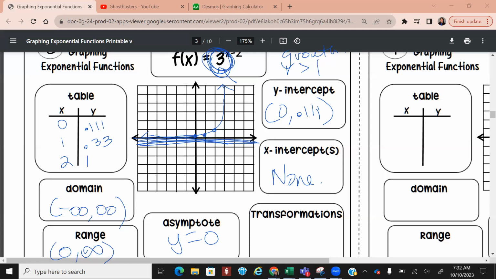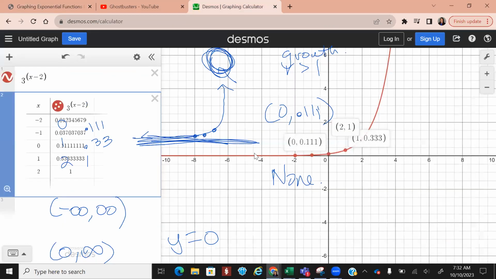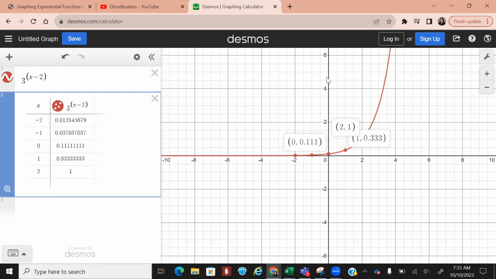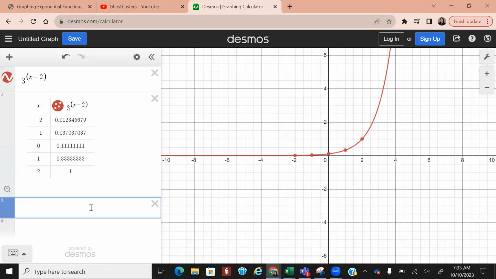Here's the new part. Transformation. When we looked at our graph, we've got this. Let's say that we got rid of that minus 2. Okay, I'm going to erase this really quick and I'll put it back in a second. So we would just have 3 raised to the x. What happened from the blue to the red?